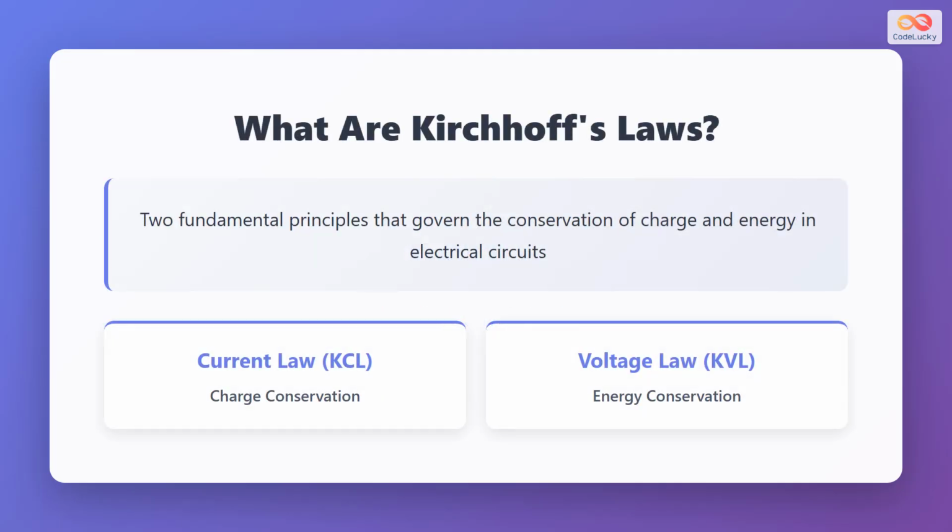Kirchhoff's laws consist of two fundamental principles that govern the conservation of charge and energy in electrical circuits. The current law, abbreviated as KCL, is based on charge conservation. The voltage law, abbreviated as KVL, is based on energy conservation. Together, these laws allow us to analyze any electrical circuit, no matter how complex.